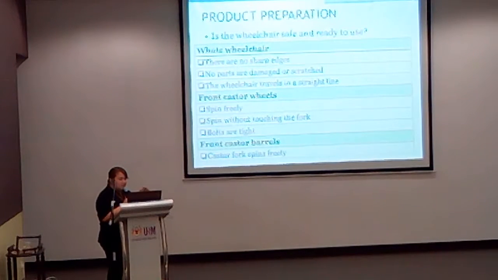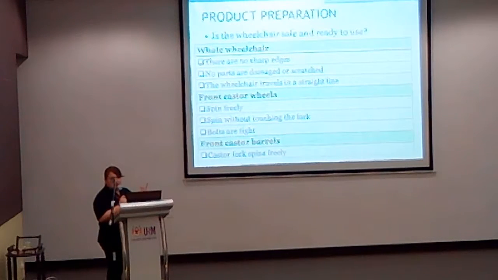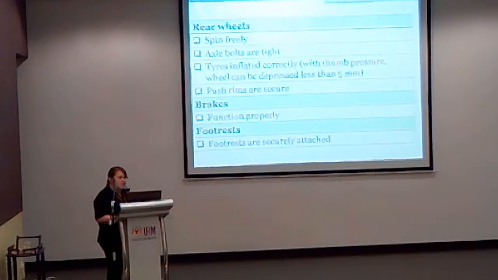Okay, and then check the front caster, is that spin freely or spin without touching the fork, and then bowl are tight. This one you can just tick if there is no problem. Okay, front caster barrel, caster fork spin. Nanti kita akan demo semua ni deh. Saya go through dulu. Okay, and then rear wheels is that spin freely.